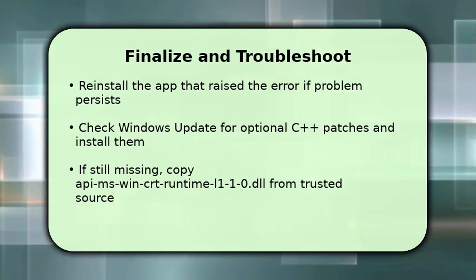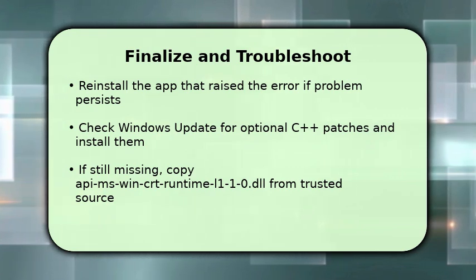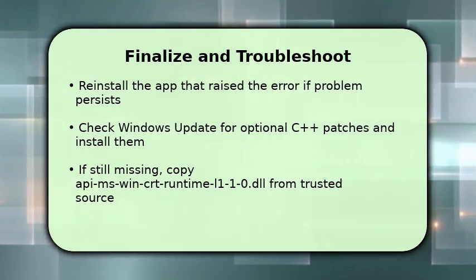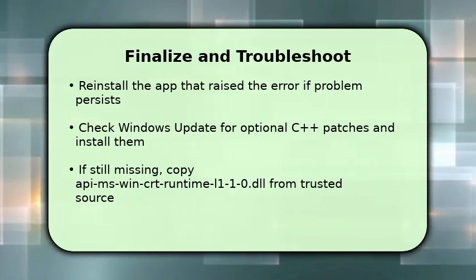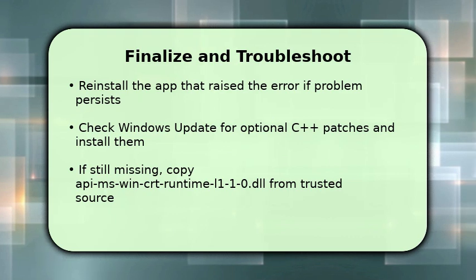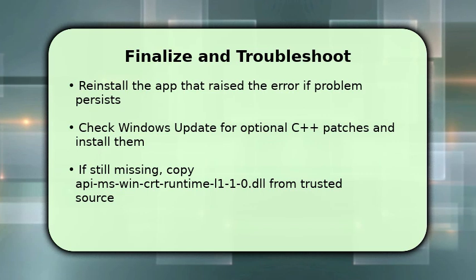If the error remains, you can obtain the specific api-ms-win-crt-runtime-l1-1-0 DLL from a trusted system with the same architecture and place it into the app folder or System32/SysWOW64, then run regsvr32 if needed.